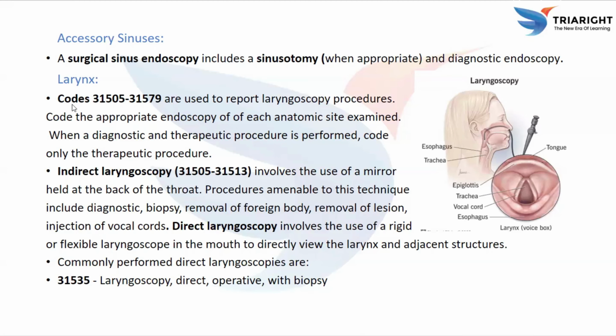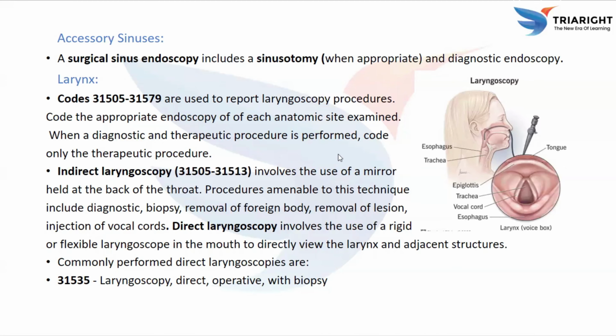Next section is larynx. So what do these codes cover? The CPT code range is 31505 to 31579. These codes are used to report the laryngoscopy procedures which examine or treat the larynx, nothing but the voice box. The anatomy of the larynx contains vocal cords, epiglottis and the entrance to the trachea. The larynx generates the voice, gives airway protection and helps in breathing.